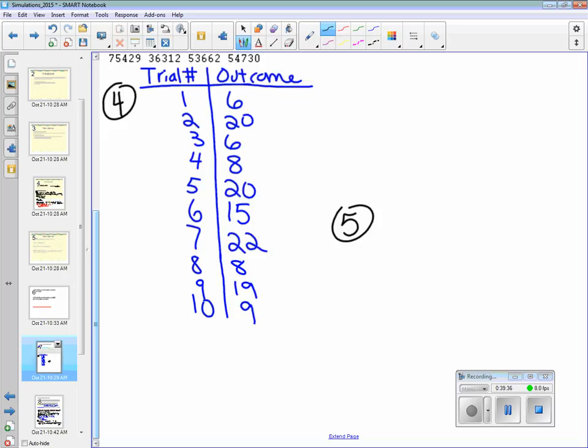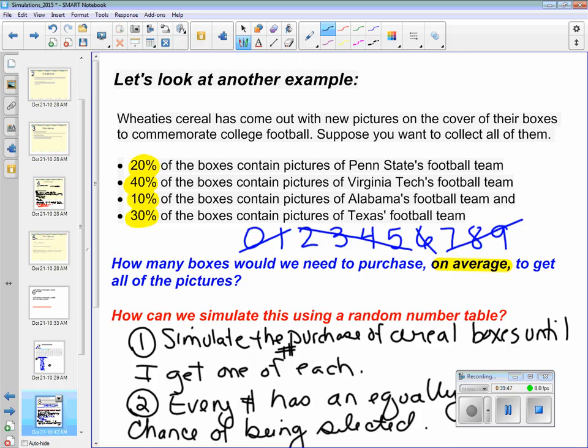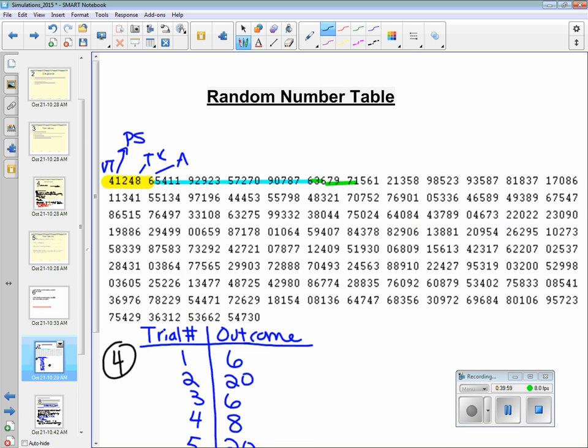Step 5, I'm looking for a conclusion. What conclusion can I make here? Well, what was the question asking again? Let's go back. The question says, how many boxes would we need to purchase on average to get all of the pictures? We should average the outcomes. That's exactly right. And I would like to see that calculation.